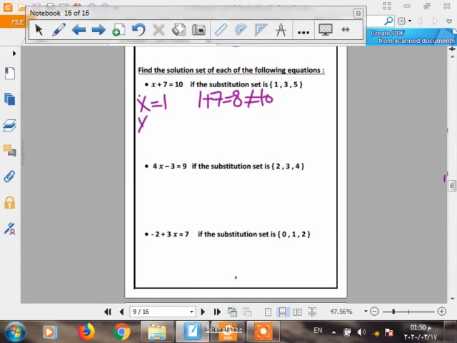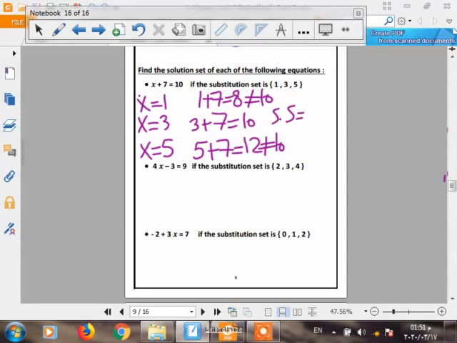Let's check if x equals 3. Let's check the left side: 3 plus 7 is, yes, equal to 10, equal to the right side. So it will be in the solution set. Okay, last one, x equals 5. 5 plus 7 equals 12. Of course, it's not equal to 10. So the solution set for this example is what?